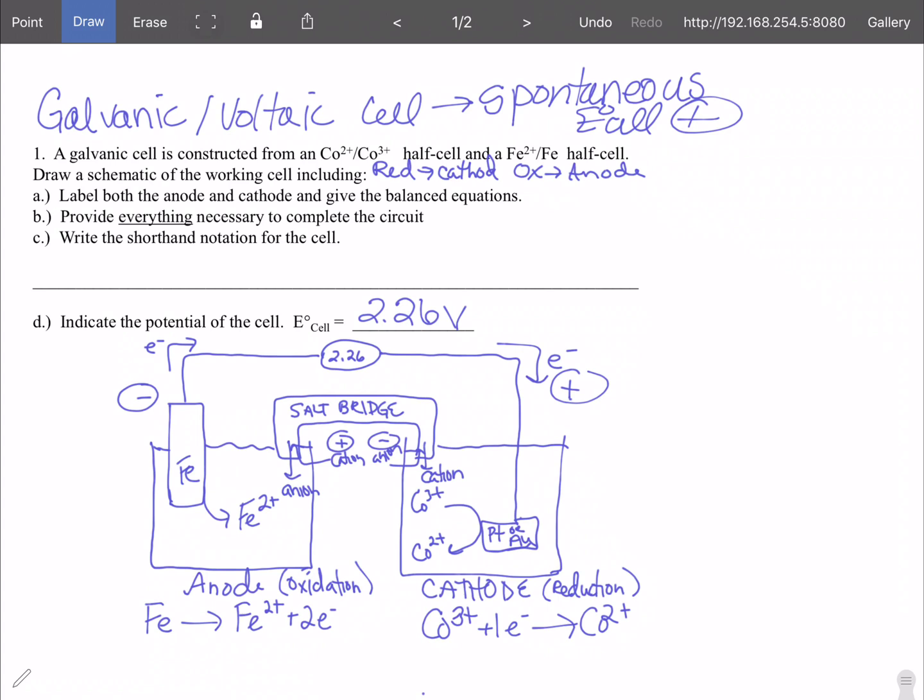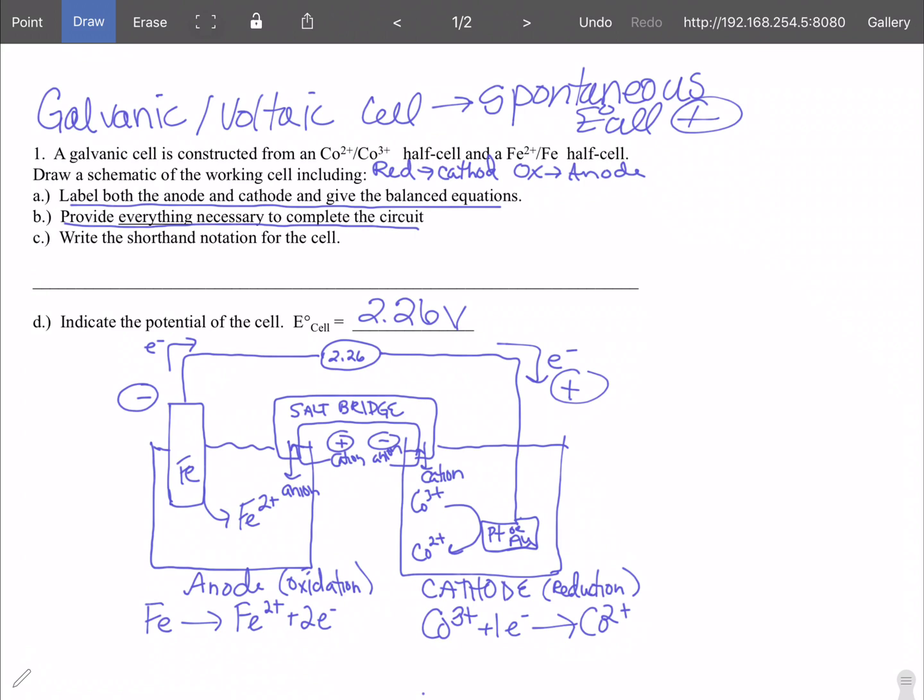Remember, if you don't have a completed circuit, your cell will not work. So we got our anode, we got our cathode, we got our voltage. Let's just go back. We've labeled everything, and we've given the balanced equations. We provided everything necessary to complete the circuit. What that means is put in your lines to conduct the electrons and your salt bridge to move your ions back and forth. Because if the ions build up without being able to be neutralized, then the cell stops working.